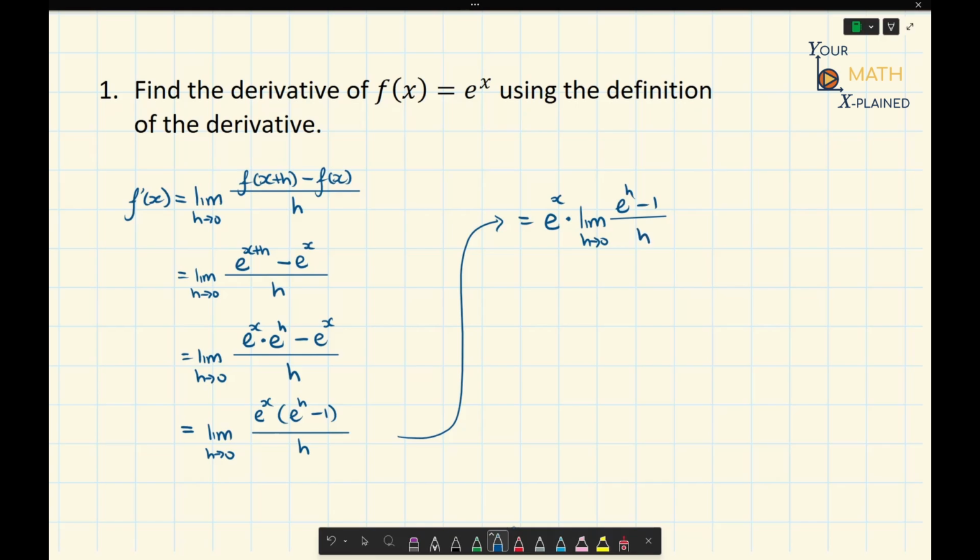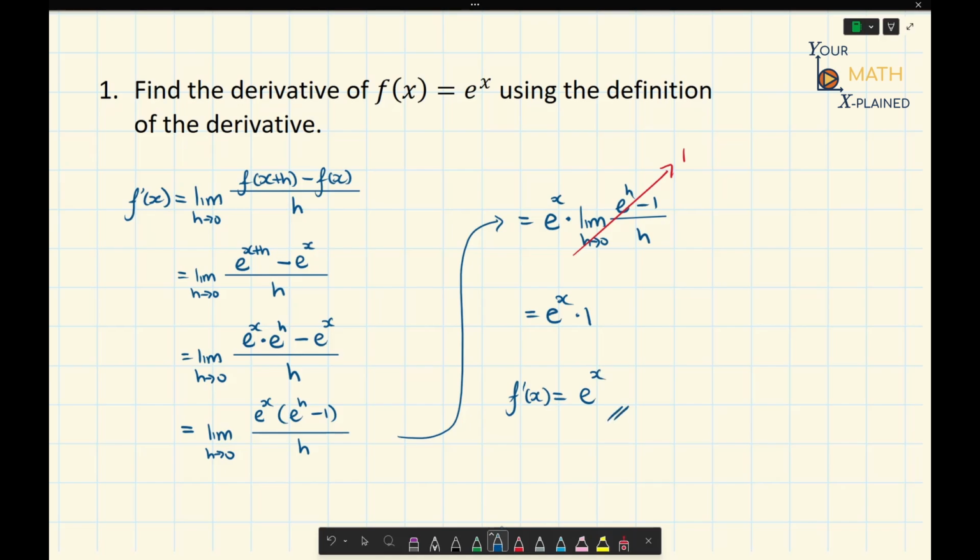Now this is that first special limit that we listed above. And we know that this is equal to 1. So therefore, this is e to the x times 1, which means f prime of x is equal to e to the x.